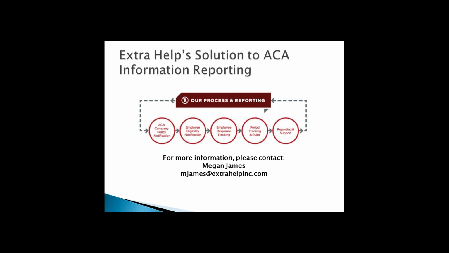So this is a little graph I like to use. It shows our process in the reporting. So the first step would be the ACA company policy notification, and then the employee would get a notification once they become eligible. We can then track the employee's response. We could track when they open that eligibility notice, how many times they open that eligibility notice, and then it also has the period tracking and the rules, and then the reporting and support for this feature.